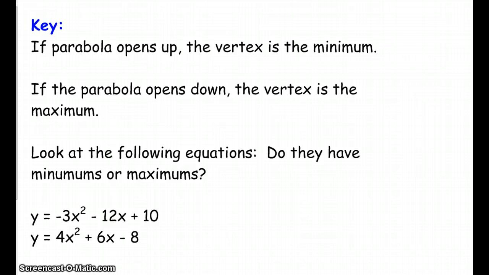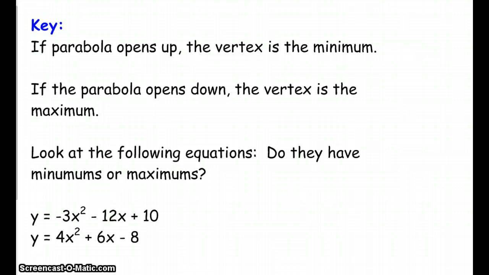The first one, y equals negative 3x squared minus 12x plus 10. We know a lot of things about this parabola before we even plot any points. Because the coefficient before x squared is negative, we know that the parabola opens down. We also know that it's going to cross the y-axis at 10. In the second parabola, the coefficient of the x squared term is a positive 4. That means the parabola is going to open up, and it's going to have a minimum point as its vertex. It will be crossing the y-axis at negative 8.